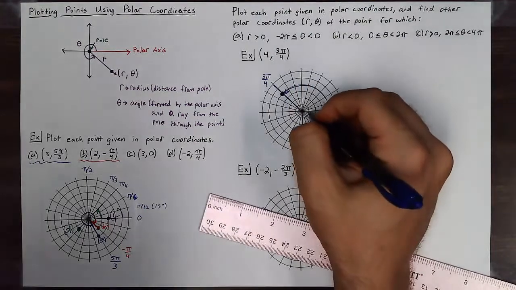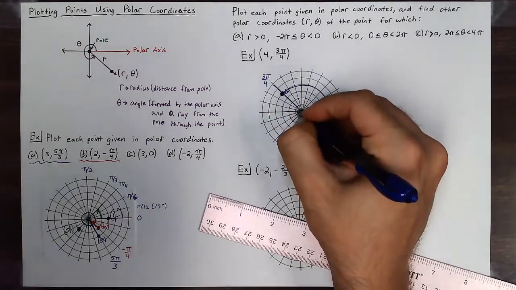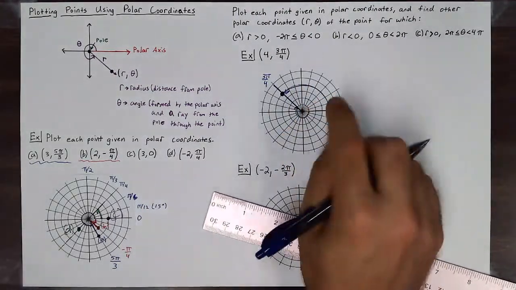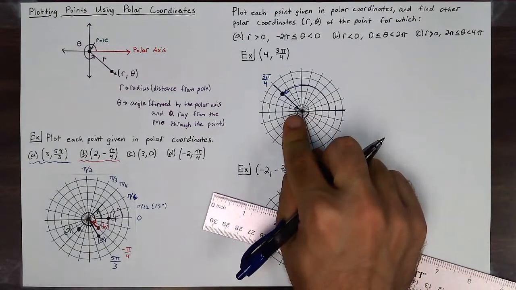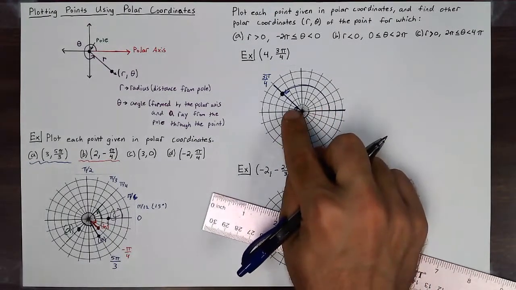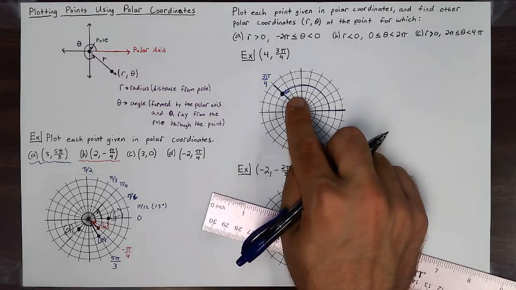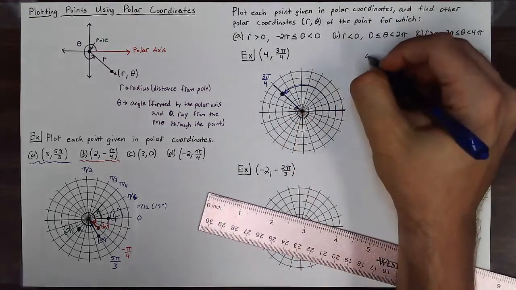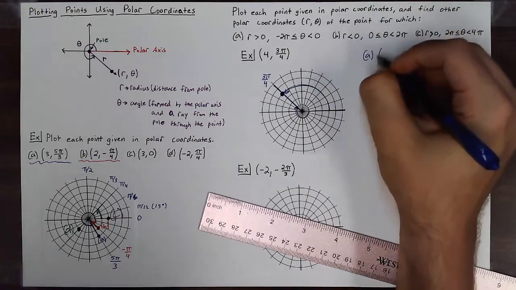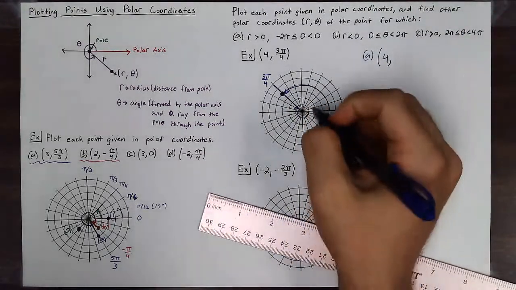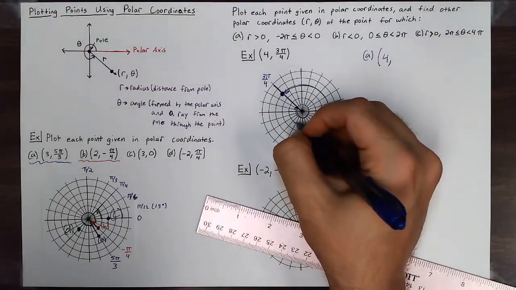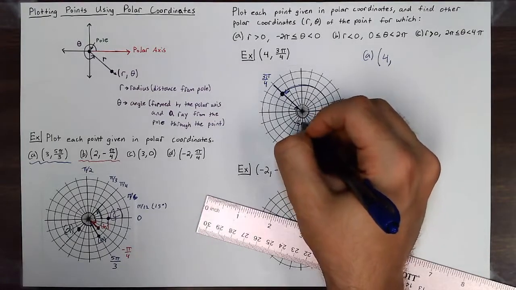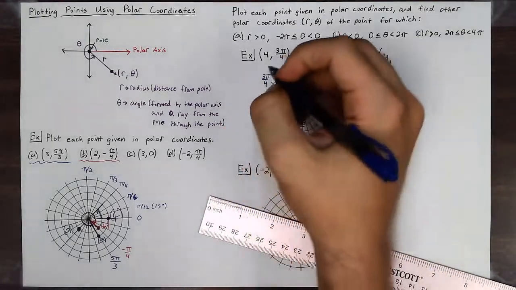So I'm looking for what is this rotation in this direction. Well, it would be more than pi, and then another pi over 4. So 5 pi over 4 in that direction. So for part A, the point would be 4, but rotating the other way, that's negative 5 pi over 4 in the other direction.